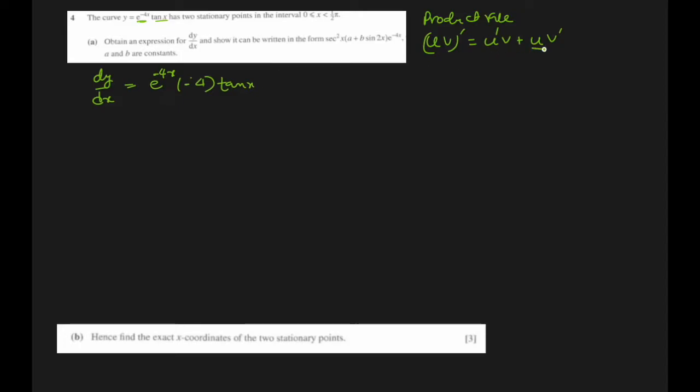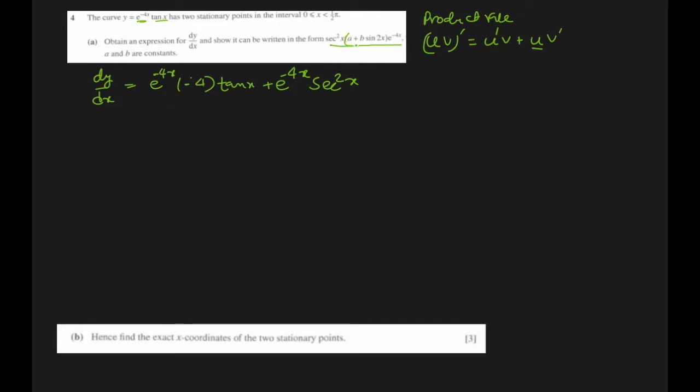Now we have to keep u the same. e to the power minus 4x will remain what it is and tan x will be differentiated, and differentiation of tan x is secant square x. Now they're saying it can be written in this format.